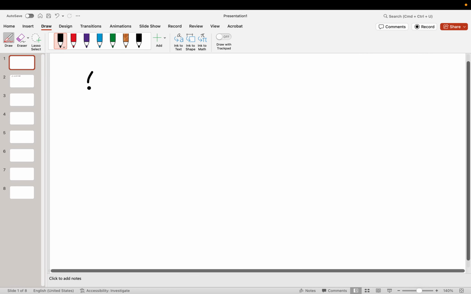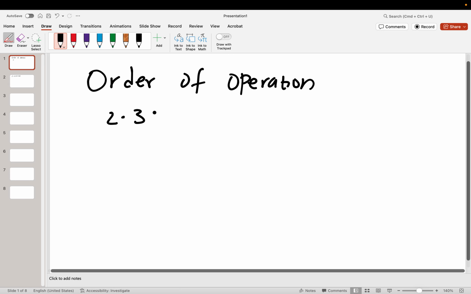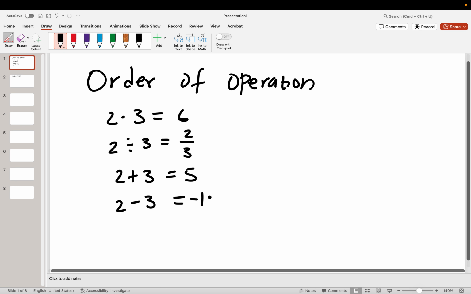Okay, let's talk about order of operation. So in math, there are different operations that we can perform. We can multiply two things, right? And 2 times 3 is 6. We can divide two things, which would be 2 over 3. We can add two things, which would be 5 here. Or we can subtract, and it would be -1, right?